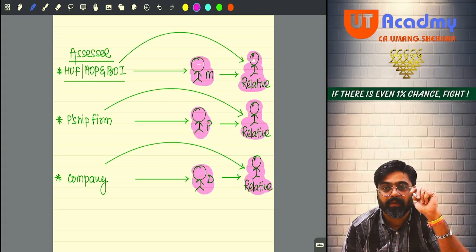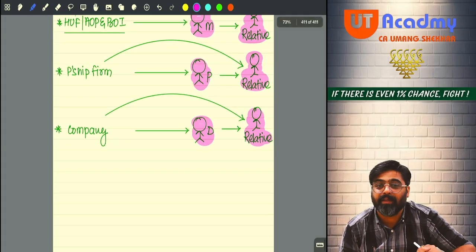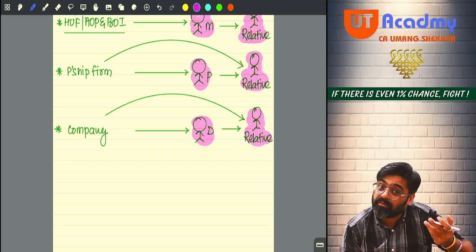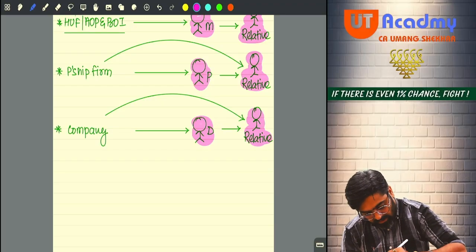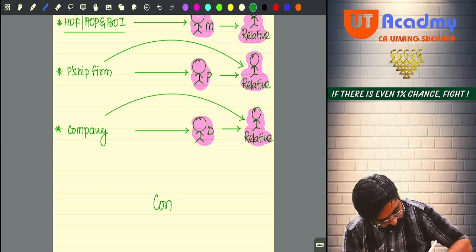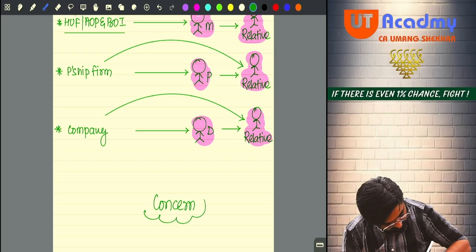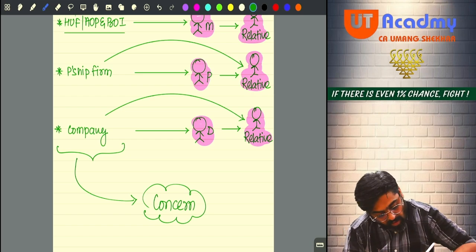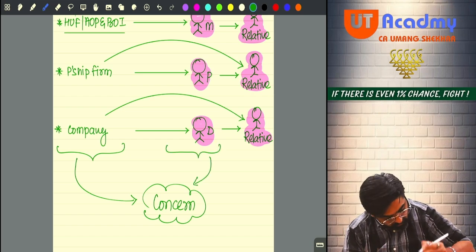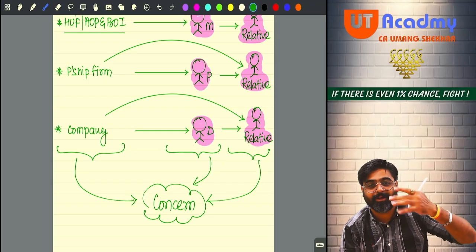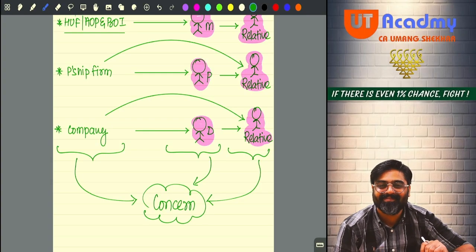Yes or no? Now, can there be a company? Can there be a partnership firm? Can there be any concern? So now there is a concern, friends. And in this concern, either the assessee will have substantial interest, or any member, partner, director will have substantial interest, or any relative of such member, partner, director will have substantial interest. Then this concern is also a related party. Getting my point?